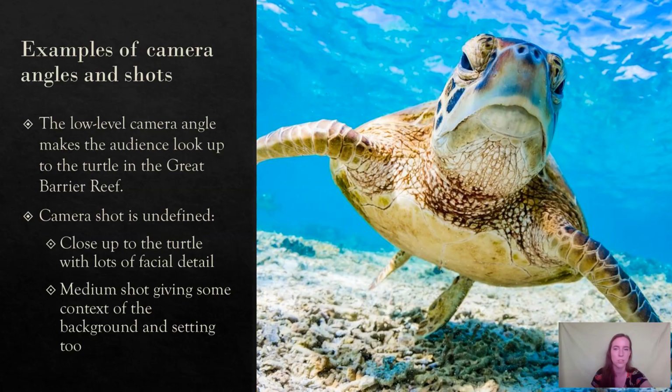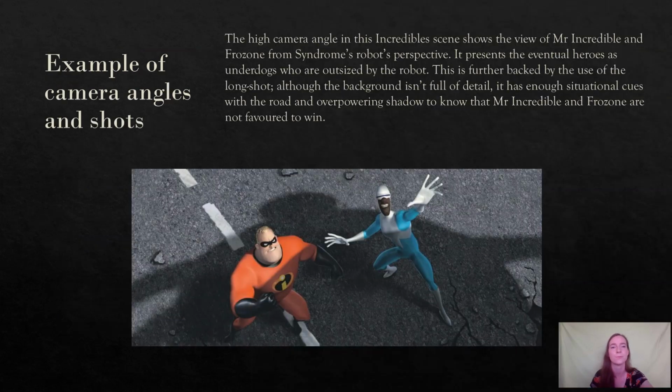This example here with a turtle is looking at the turtle as a low-level camera angle, so it's making us look up at the turtle in the Great Barrier Reef. The camera shot's difficult to define because the turtle is so close up. It is a close-up shot because the turtle's got lots of detail in their face, but it could also be a medium shot because we've got some context to the background and setting as well. Typically, the medium shot would be head to waist, but it's a little bit hard on the turtle, so I would accept either option.